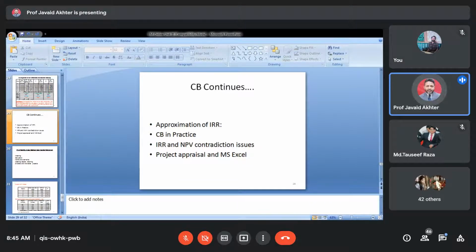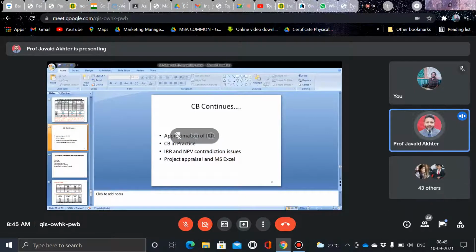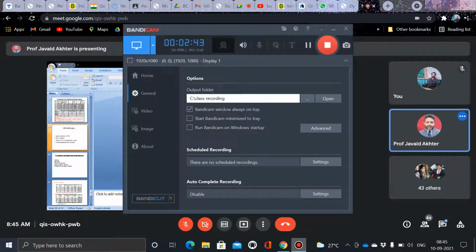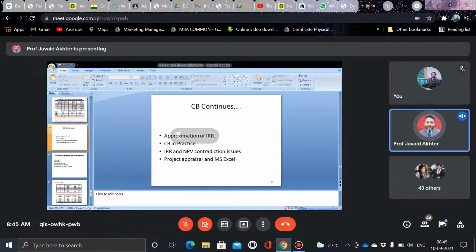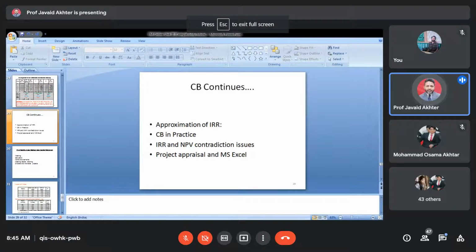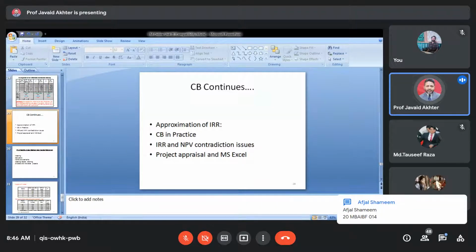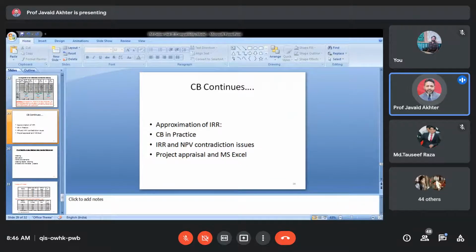Approximation of IRR I had explained to you. Capital budgeting in practice. Okay. People have been conducting research. There are news items, research papers and articles wherein the scholars have empirically tested which of these methods would be popular in the industry. Do you have any guess which will be the most popular method?